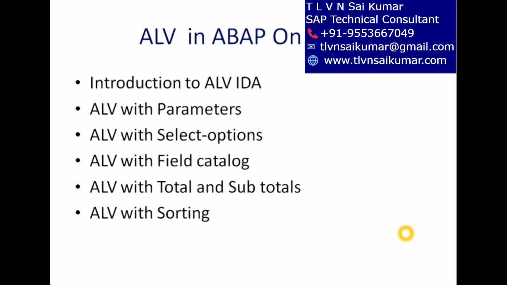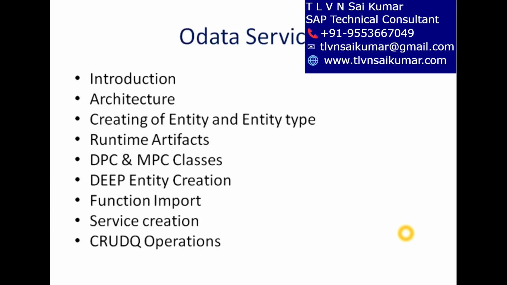So now next, ALV in ABAP and HANA, ABAP List Viewer. In this scenario, we are going to discuss an introduction to ALV IDA. Now next, ALV with parameters, ALV with selection options, ALV with field catalog, ALV with totals and subtotals, ALV with sorting. I think in ABAP also the same concepts are there, but in ABAP on HANA, most of the time it is the same, but the coding is a little bit changed. We are reducing the code, and performance is also increasing.